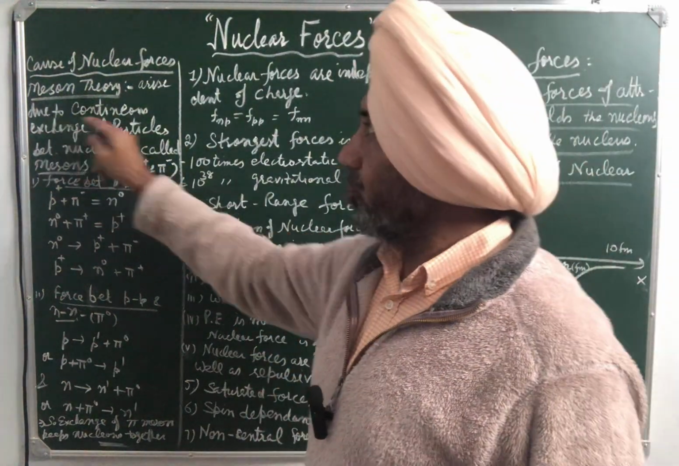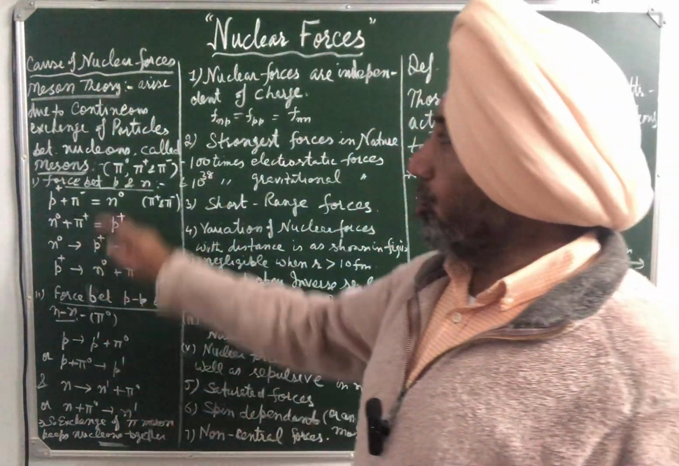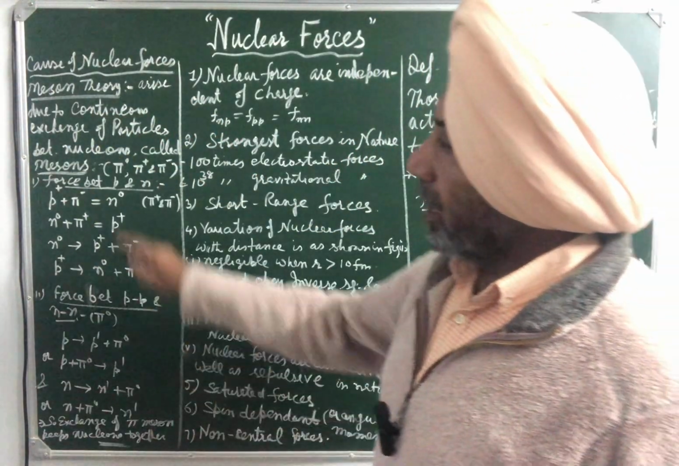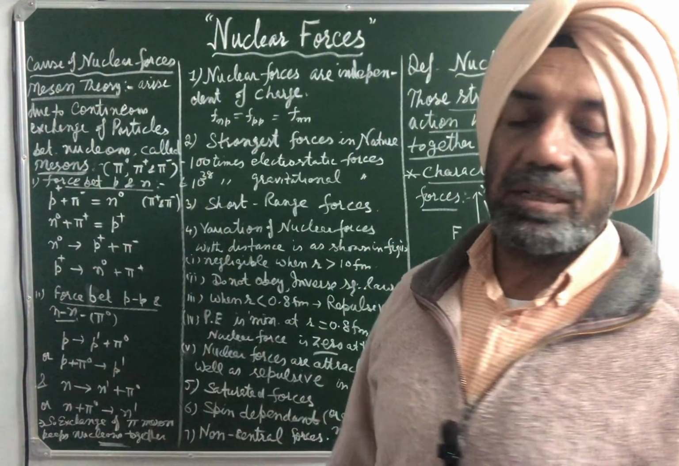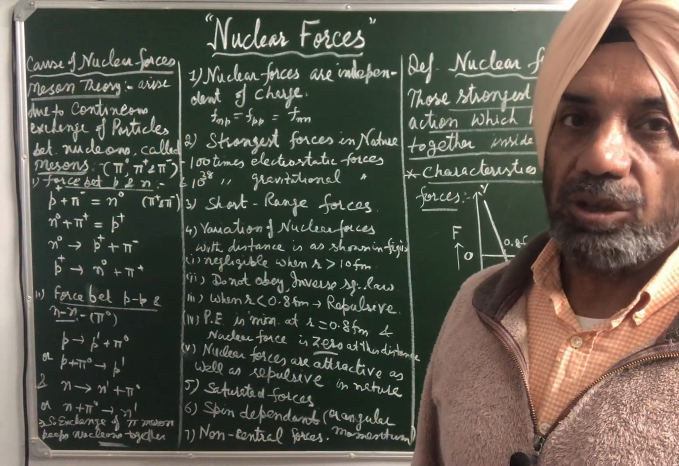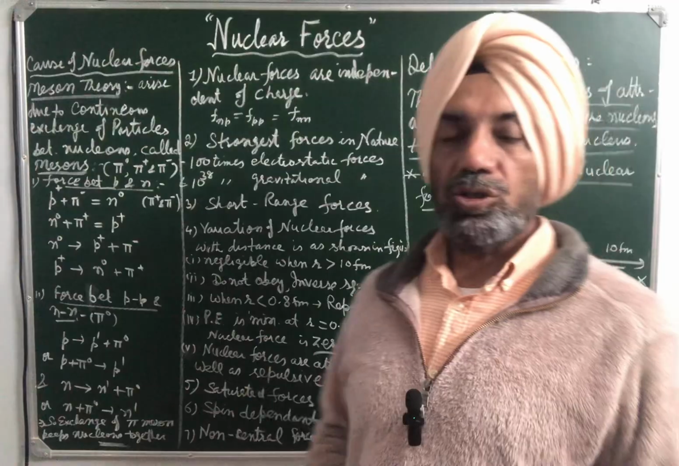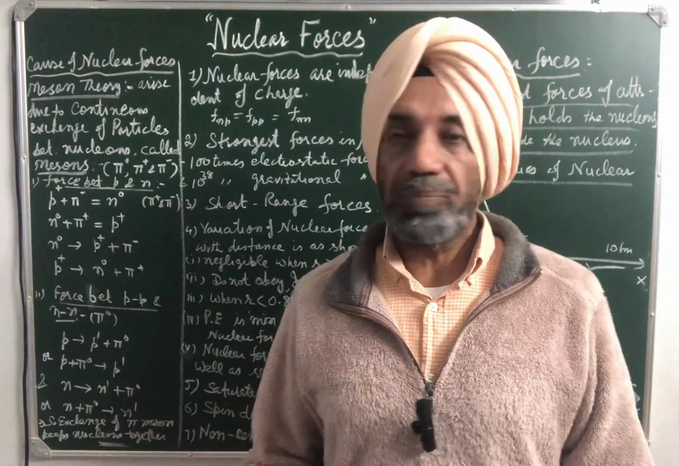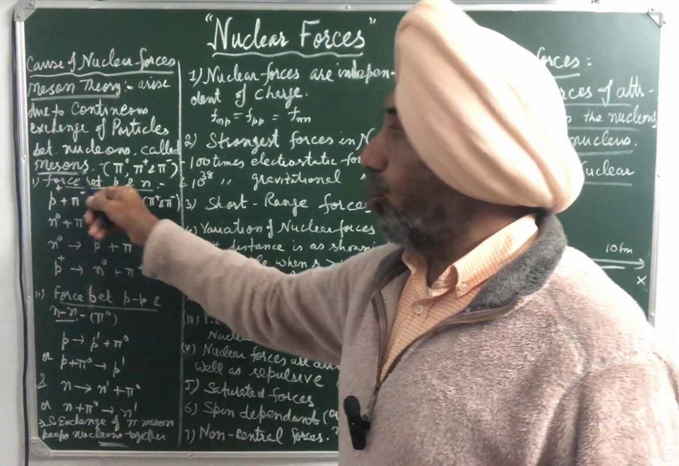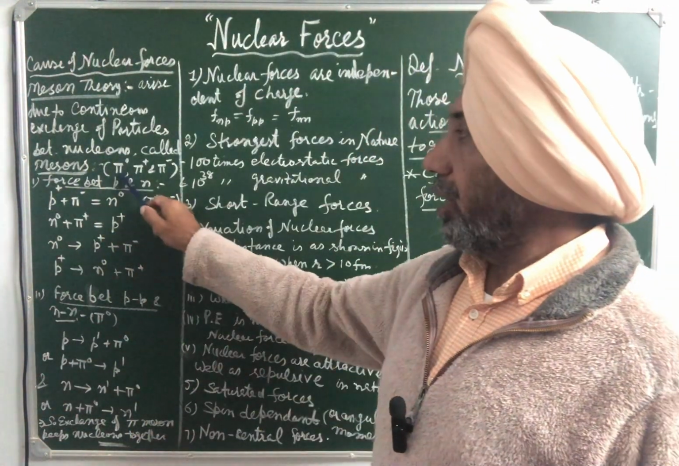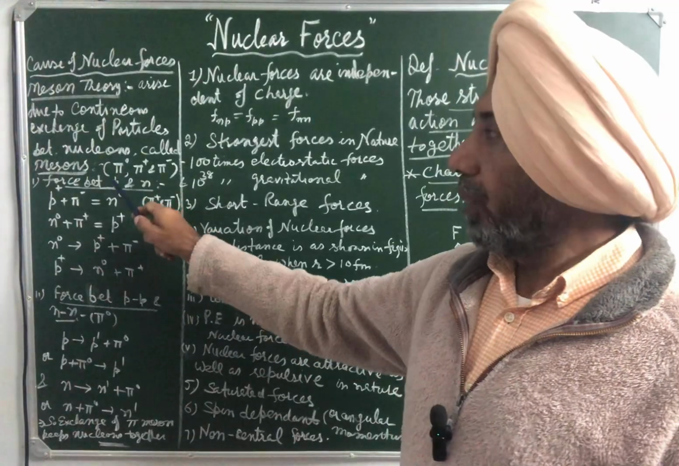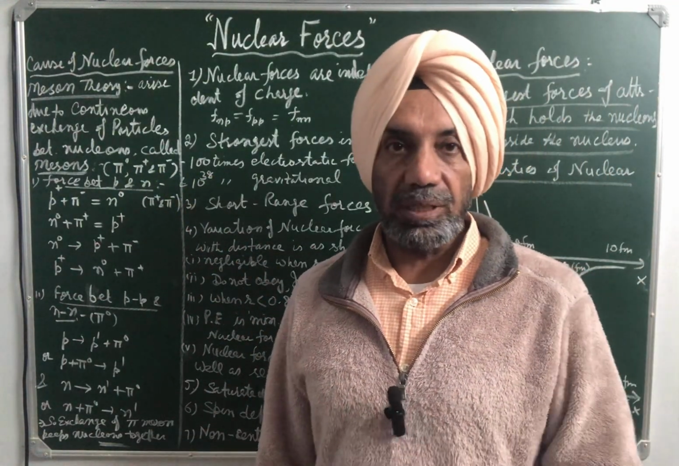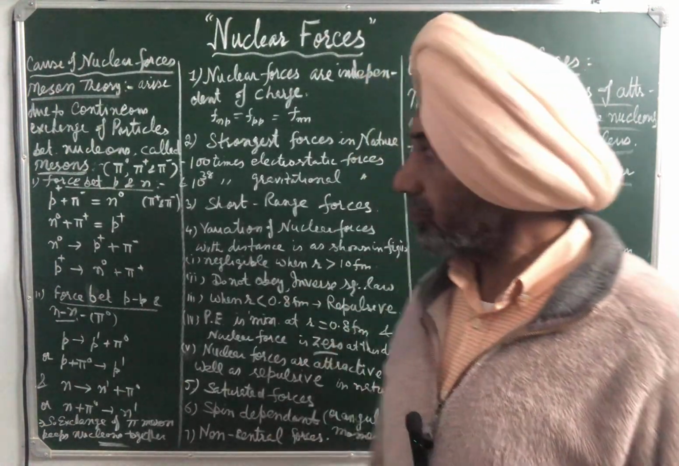This is explained by Meson theory. According to Meson theory, nuclear forces arise due to continuous exchange of particles between nucleons called mesons, which are also called pions: pi neutral, pi positive, pi negative. These are the three types of pions.